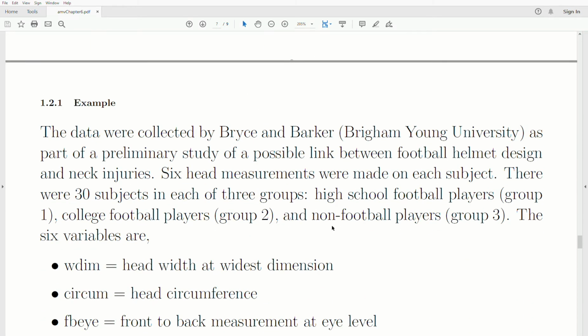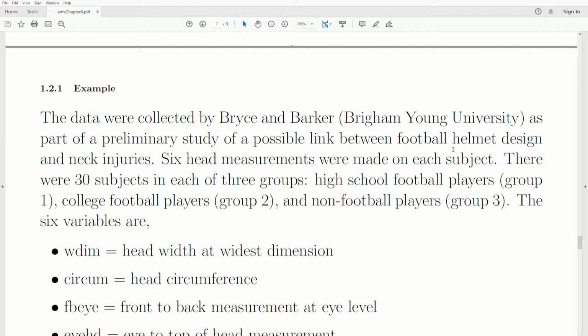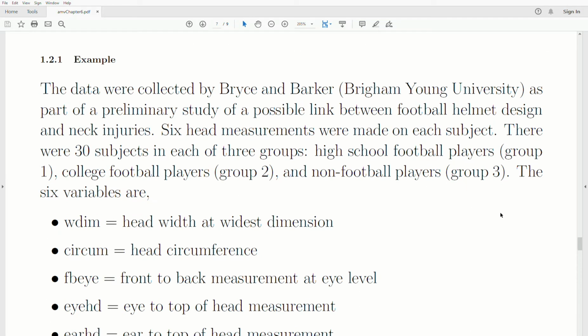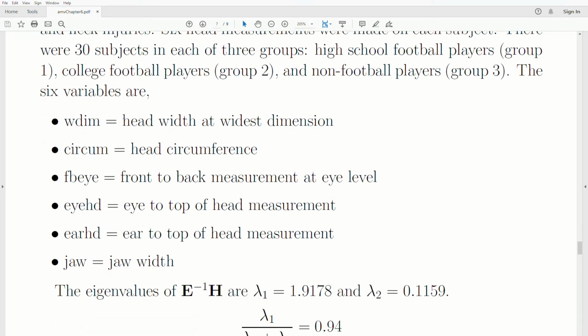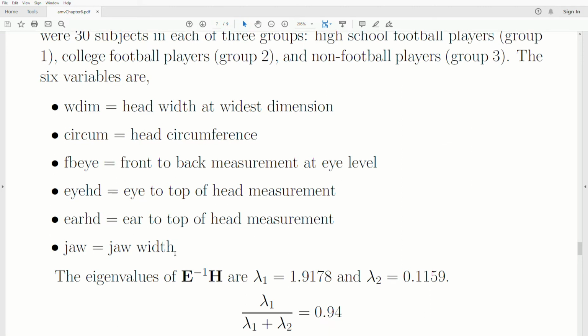So let's just jump into it. The data were collected by Bryce and Barker from Brigham Young University as part of a preliminary study of a possible link between football helmet design and neck injuries. So 6 head measurements were made on each player. There were 30 subjects in each of 3 groups: high school football players, group 1, college football players, group 2, and non-football players, group 3. And the 6 variables were head width, circumference, front to back measurement, eye to top of the head, ear to top of the head, and jaw width.